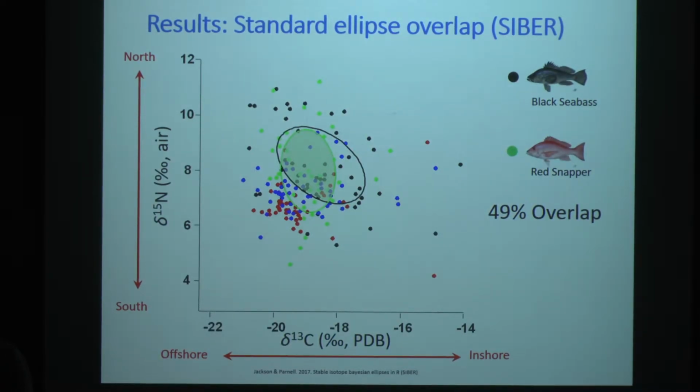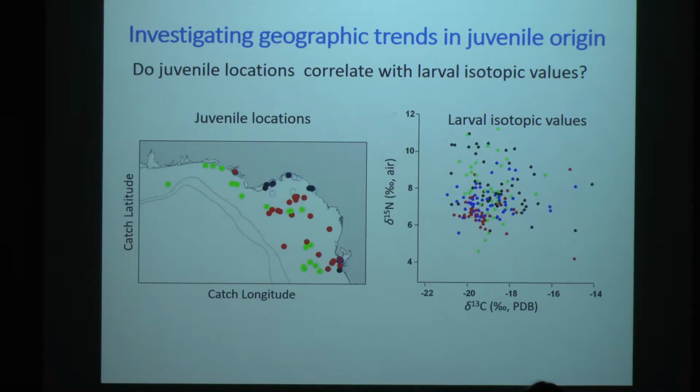Another interesting thing we can do with this SIBER analysis is look at the overlap between the standard ellipses for pairs of species. So in this example, we have black sea bass and red snapper with almost a 50% overlap, suggesting that their larvae are using broadly similar areas of the West Florida shelf, whereas black sea bass and red grouper have a very tiny amount of overlap, suggesting that these two are very separated in their use of the West Florida shelf.